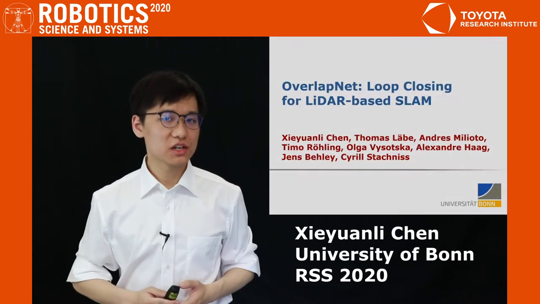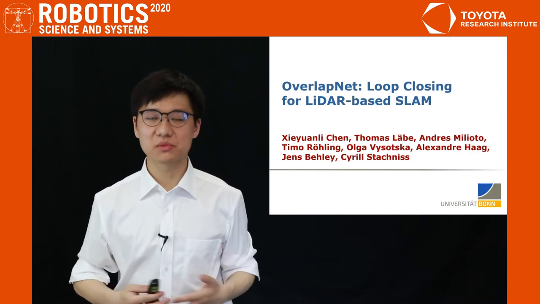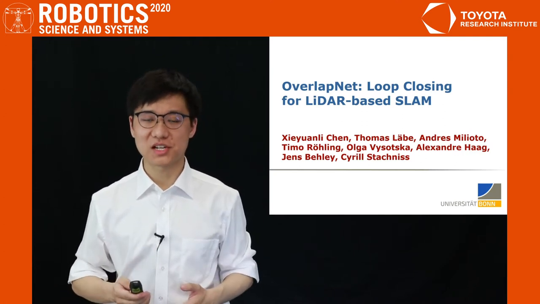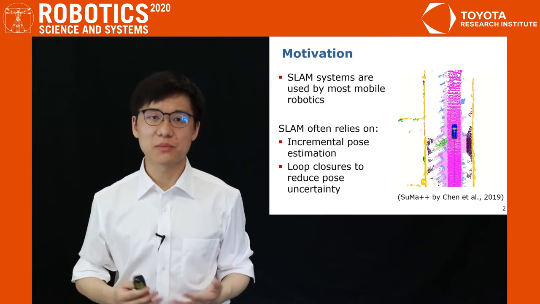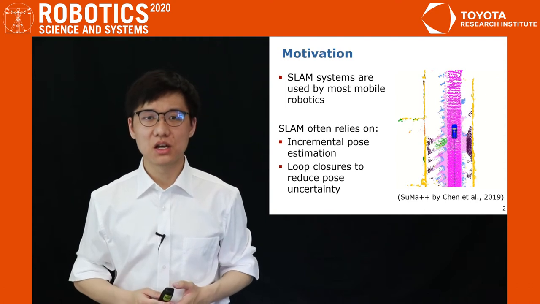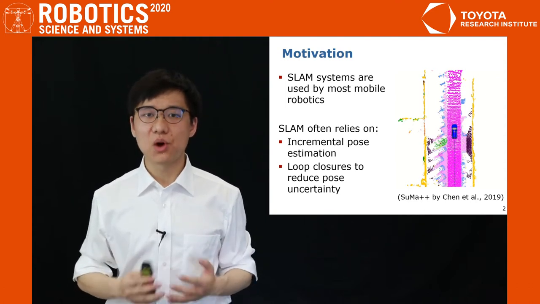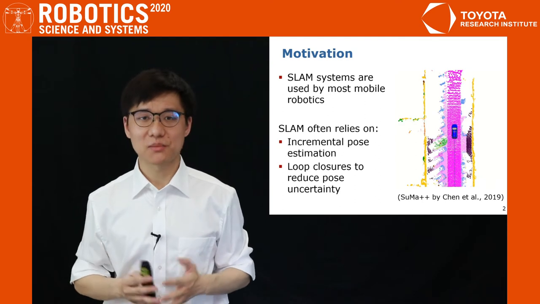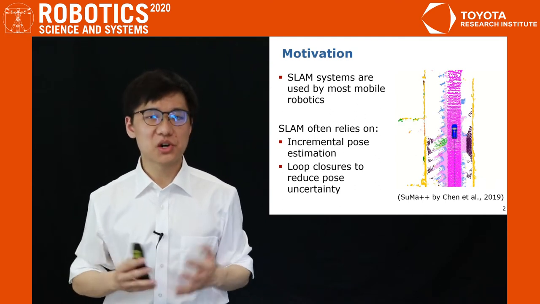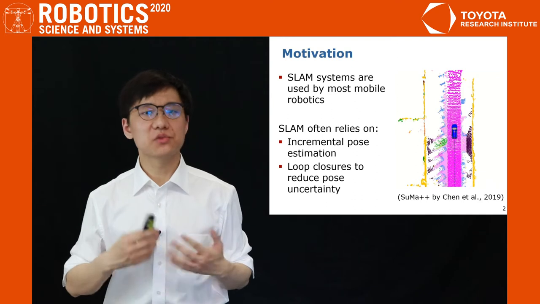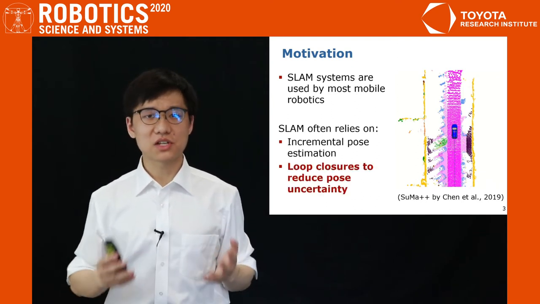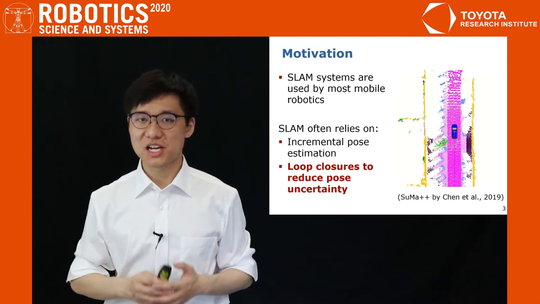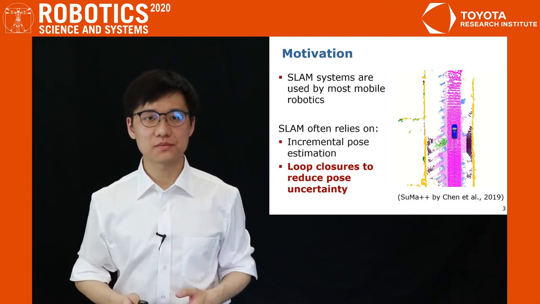Welcome, everyone. Today, I'm going to talk about our approach called OverlapNet to address the problem of loop closing for LiDAR-based SLAM. SLAM is a fundamental capability required by most autonomous systems. It often relies on two parts. One part is incremental pose estimation, and the other part is loop closing to eliminate the drift and reduce the pose uncertainty. In this paper, we focus on the loop closing part for LiDAR-based SLAM for autonomous vehicles.